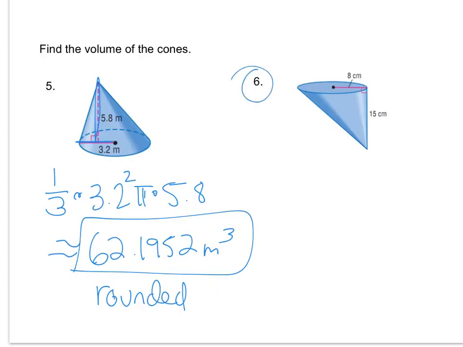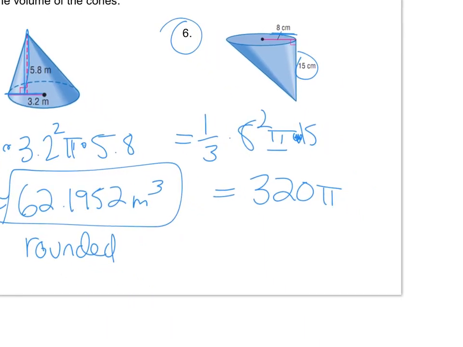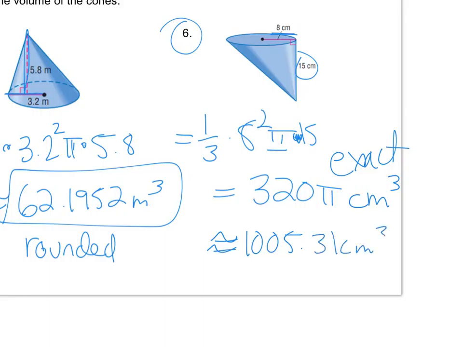All right, so if I look at number 6, radius of 8, height of 15. So 1/3 times 8 squared pi times 15. All right, so if I multiply all that together, I would get 320 pi, and multiply pi by last. So that would be 320 pi centimeters cubed. Remember, this would be exact. And then multiply it by pi to get the rounded. So that's going to be approximately 1,005.31 centimeters cubed.